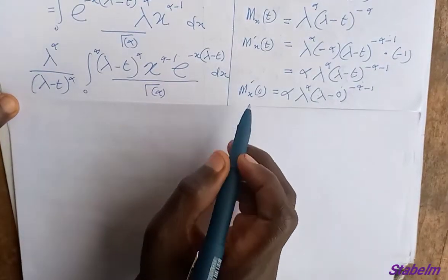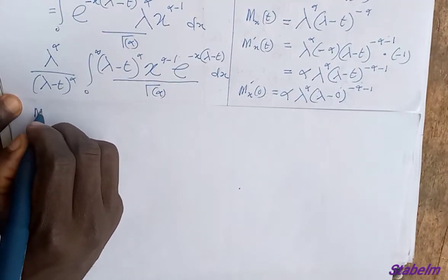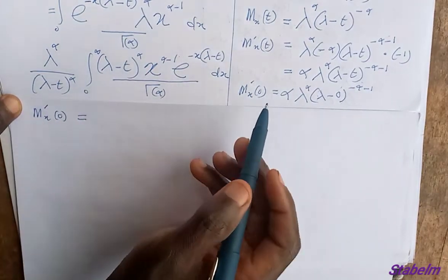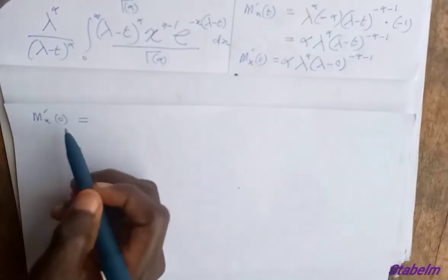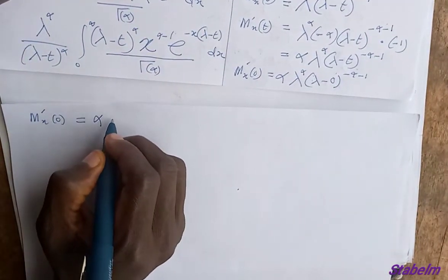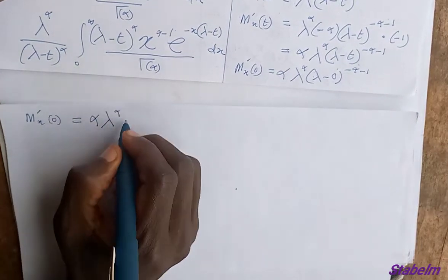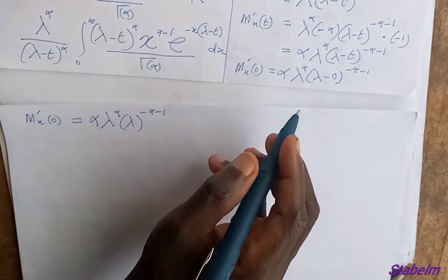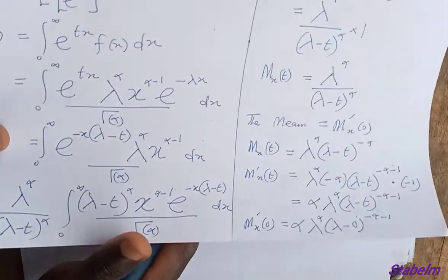So from this point, we have M prime X of 0 equal to, and I continue from here. This is the previous page. So we have M prime of X equal to alpha lambda raised to power alpha, then into bracket lambda raised to power minus alpha minus 1. Since this is 0, that is what we are going to have here.